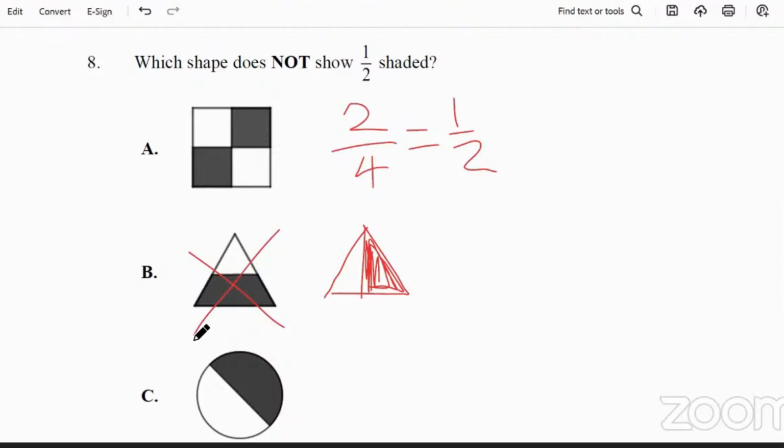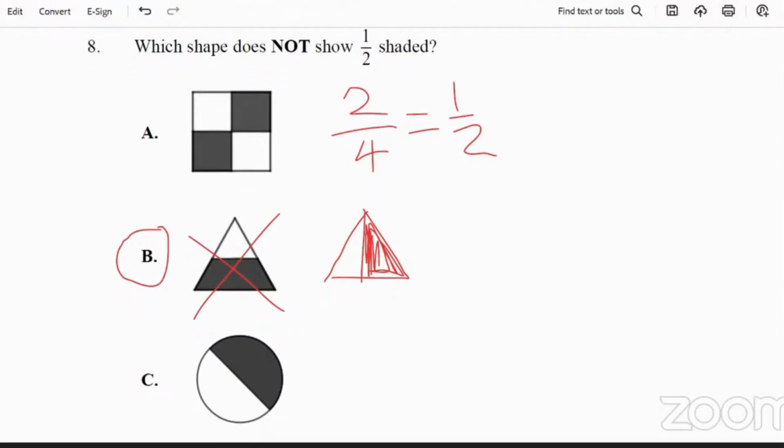The circle, again, that looks like a well-formed circle, and the part shaded looks to be half. So the answer would be B. That does not show half. So when we're doing fractions, all the parts have to be equal. If they're not equal, then we are incorrect.